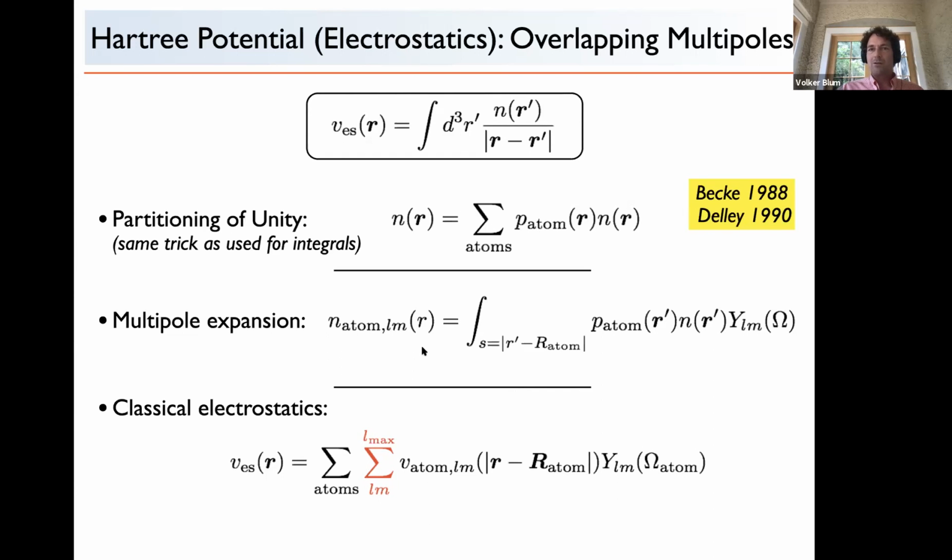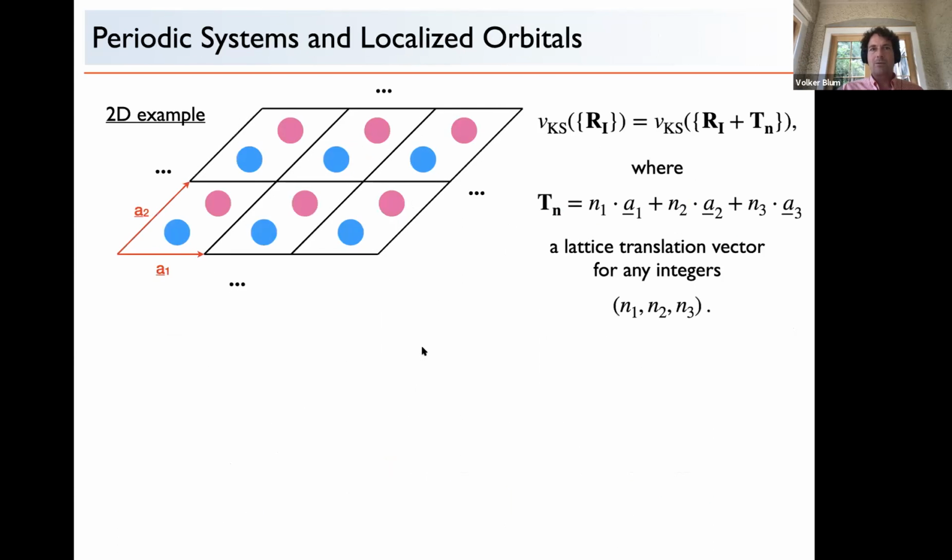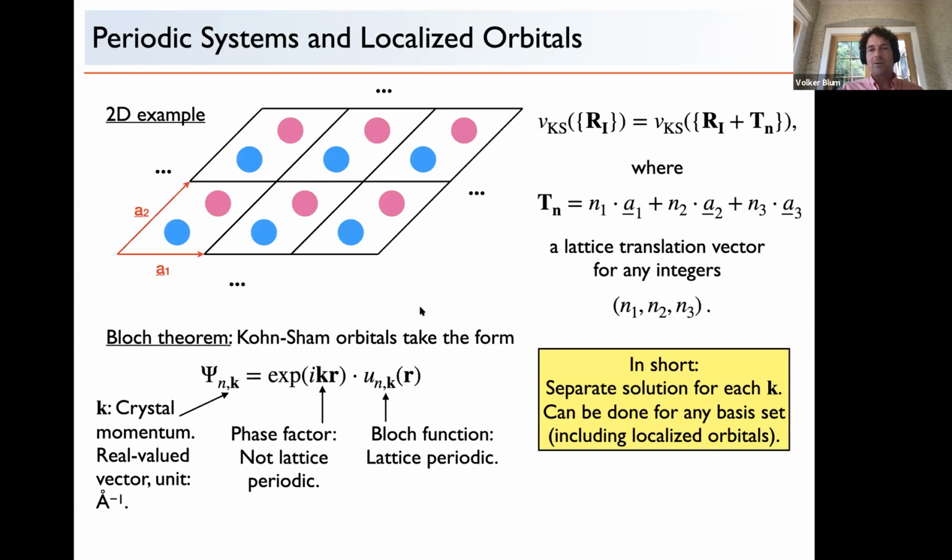So I'm almost out of time, so I'll skip a few things. To say briefly, of course, we can do periodic systems. Some of these, the math is in here. The key point is that we need Bloch wave functions, and we can do that with numeric atom-centered orbitals.